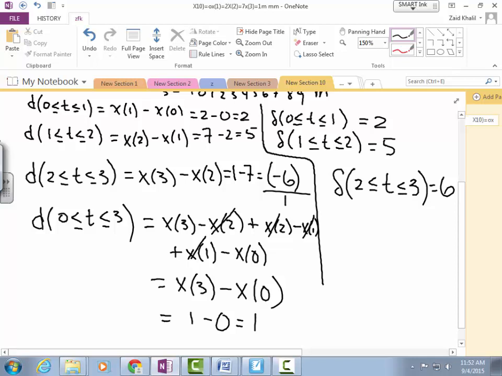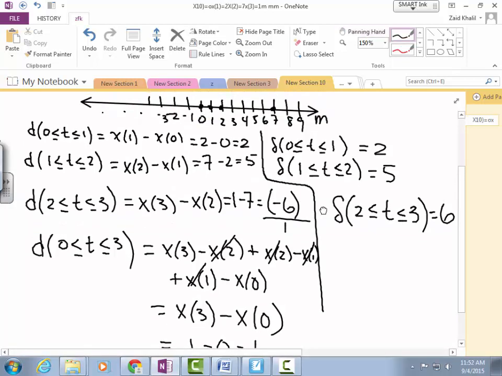What's the distance traveled? What distance was traveled? Oh, be careful. Is it the absolute value of all of them, or is it? Well, first let's compute it. What is the computed distance traveled? 13. So the distance traveled from 0 to 3 is 13.